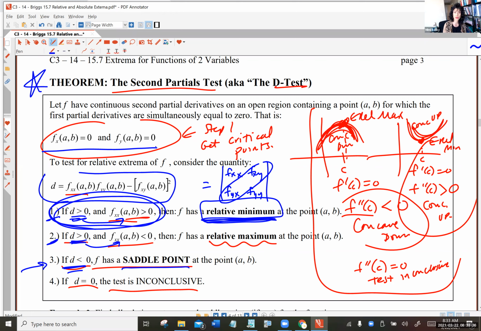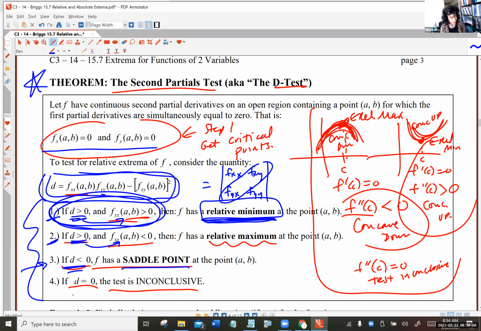After you get your critical point or critical points, you perform the D test, also known as the second partials test. So you form this quantity known as D, which involves second partials. You take fxx multiplied by fyy and then subtract fxy quantity squared. Then you evaluate your D at the critical points. And then four things can happen, four possibilities.